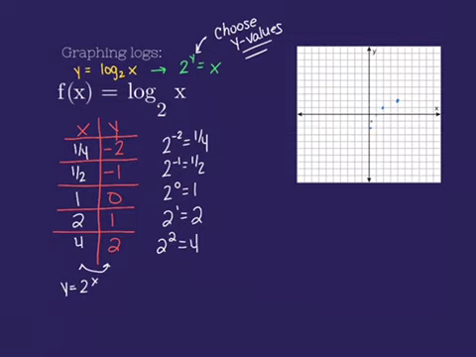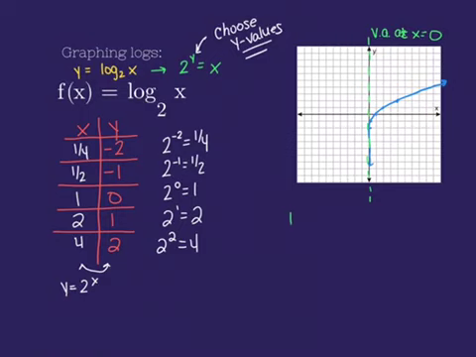So now, instead of having that horizontal asymptote, I'm actually going to have a vertical asymptote. So the vertical asymptote is going to be at the y-axis. So this is a vertical asymptote at x is equal to 0. So my graph is never going to cross or touch that line like we talked about earlier.